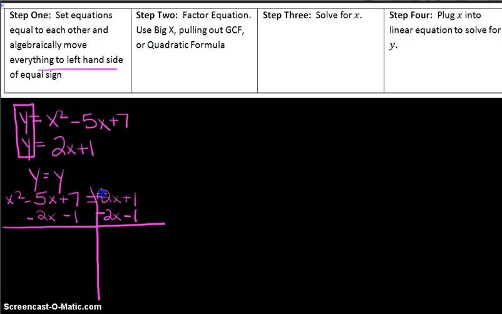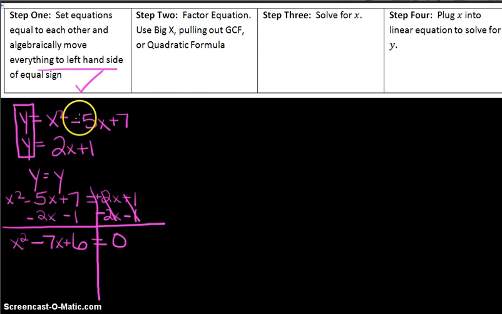2x minus 2x is 0. 1 minus 1, that's 0. 7 minus 1 is 6. Negative 5x minus 2x is a negative 7x. And I'm sorry, this is a positive 6. And then I have nothing going on with this x squared, so I just bring it down. All right, so I've got this new equation, x squared minus 7x plus 6. And now I'm done with step 1.